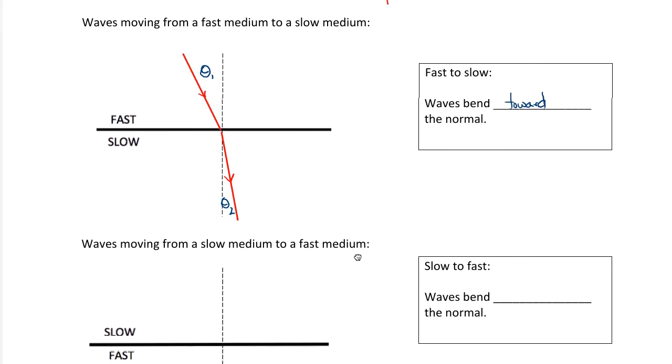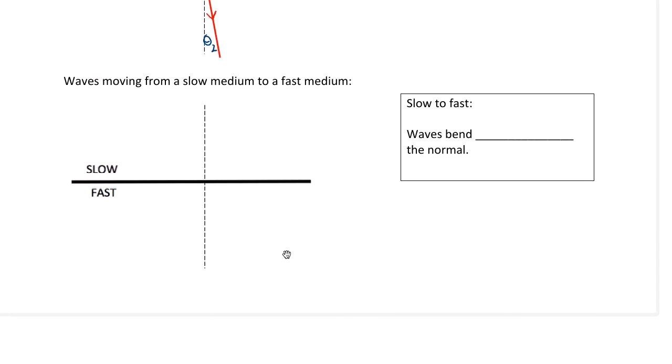In contrast, when we move from a slow medium to a fast medium, we saw the opposite. We saw that the waves bent away from the normal, so we had a picture that looked more like that. And I can call this again theta 1 and theta 2. Remember that we're always measuring between the ray and the normal. So slow to fast, waves bent away from the normal.